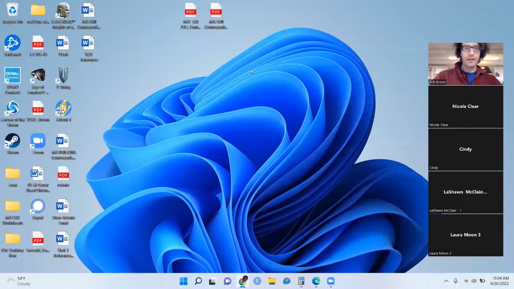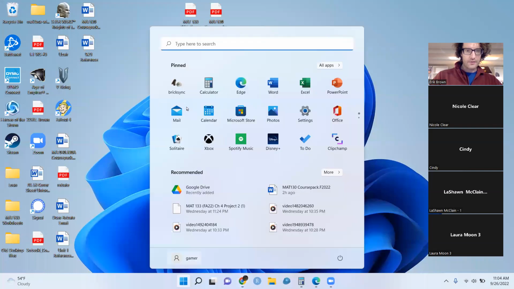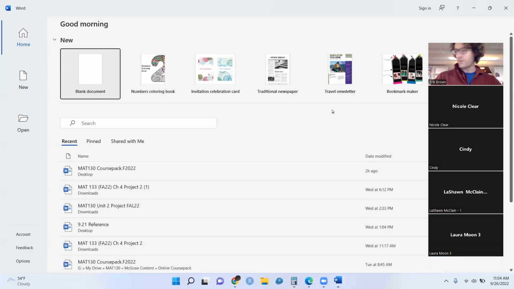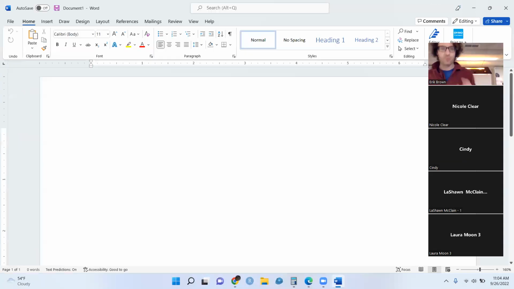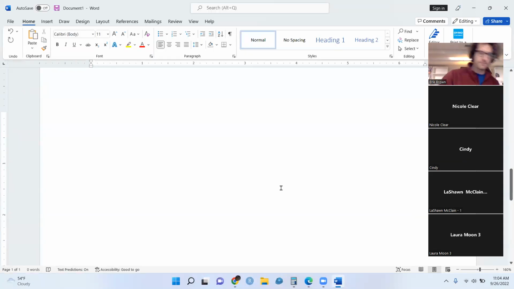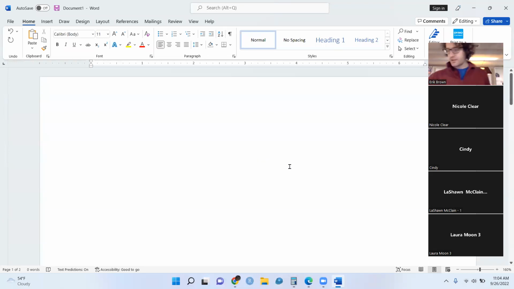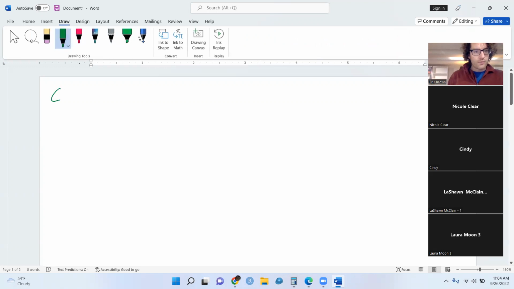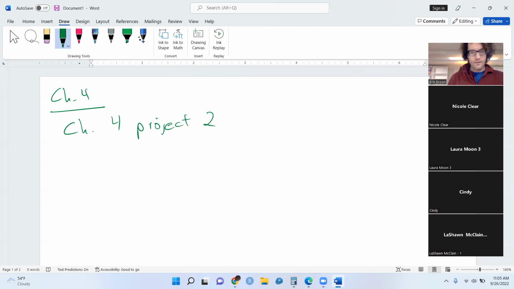Let's write things down. How about that? Here's what I think we should do that will best support your learning in terms of assignments to turn in. I'm going to summarize this for chapter 4. This is for 133 only. All right, so this is just the 133 stuff. So from chapter 4, we did the chapter 4 project 2, which I think we need to finish that today. Yes, we need to finish that.